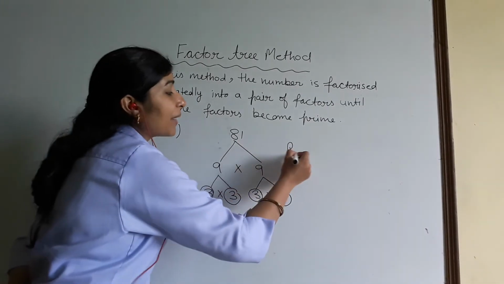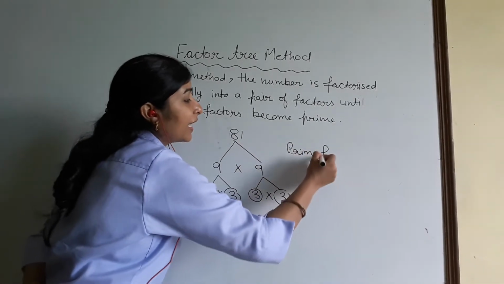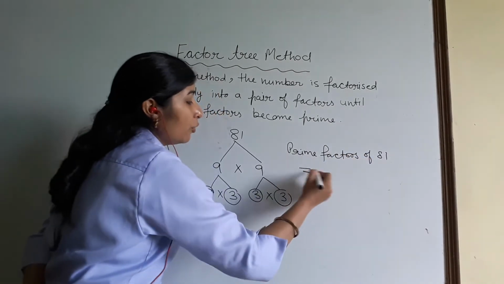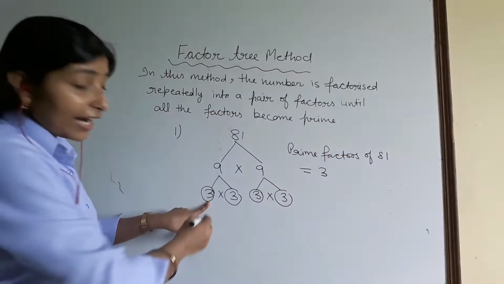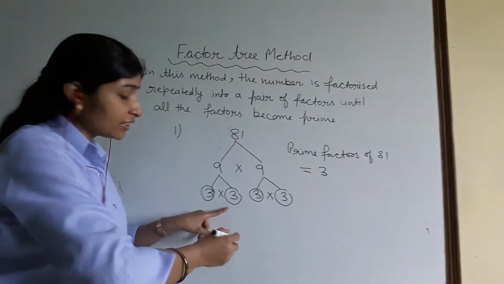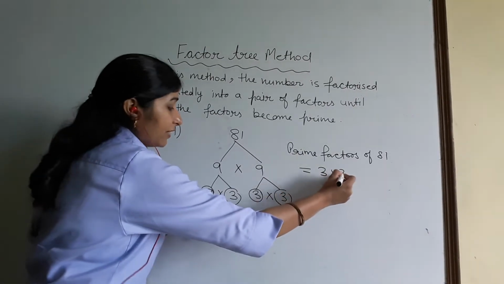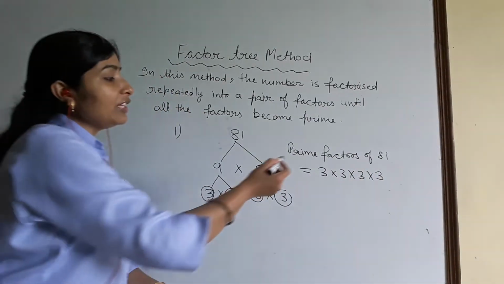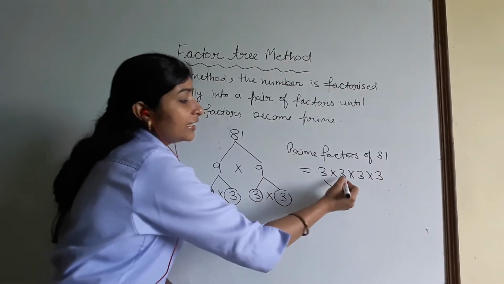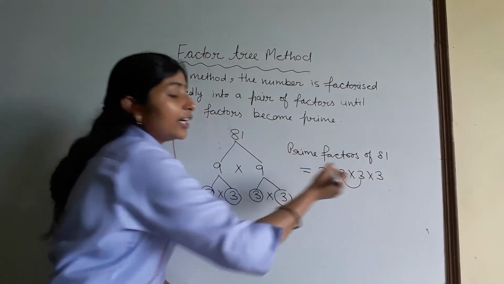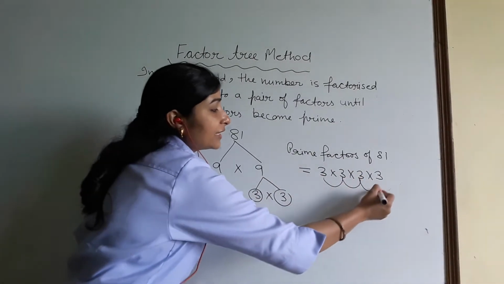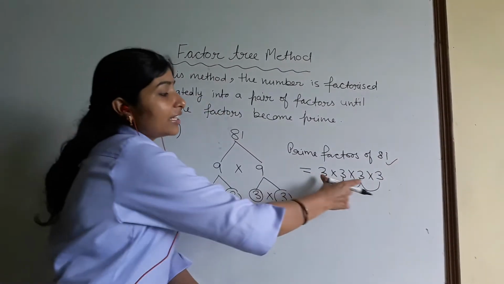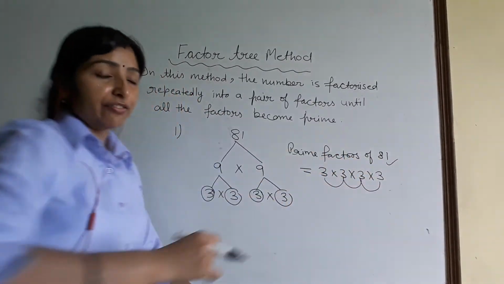Now what are the prime factors of 81? Prime factors of 81 is equal to 3. We will write all the prime numbers which we have circled. 3 multiply 3 multiply 3 multiply 3. Now we will check our answer. 3 3s are 9. 9 3s are 27 and 27 3s are 81. Now our answer is correct. These are the prime factors of 81.